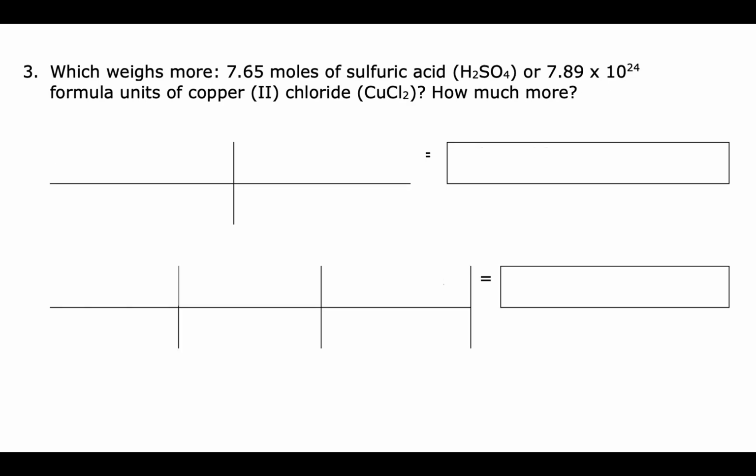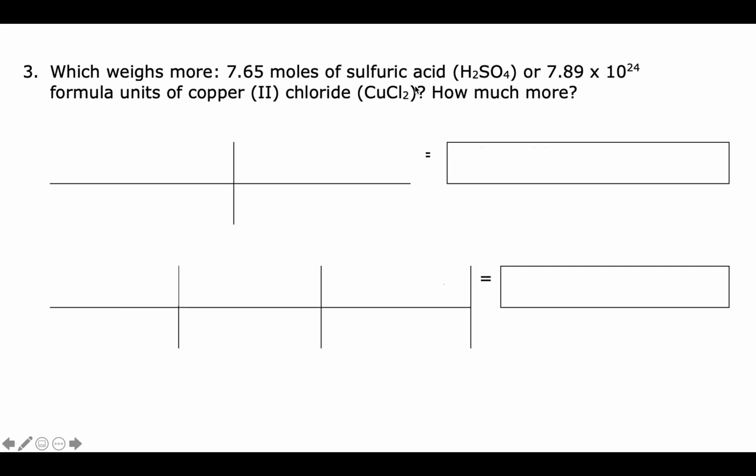Okay, which weighs more: 7.65 moles of sulfuric acid, H2SO4, or 7.89 times 10 to the 24th formula units, that's what we use for ionic compounds, of copper(II) chloride? Copper(II) means copper is in a 2+ oxidation state, and chlorides are minus 1s, and that's why there are 2 of them. Copper chloride, CuCl2, that's the formula. So you needed to know that. If this wasn't given, you should be able to figure that out from the name.